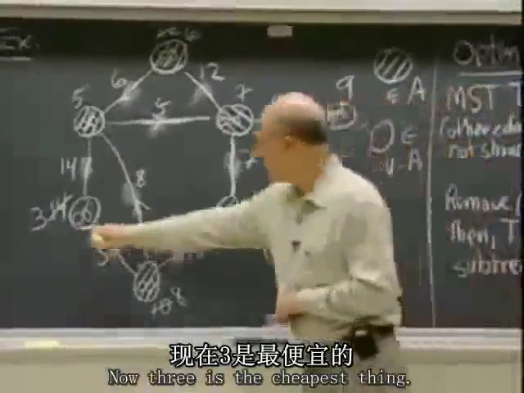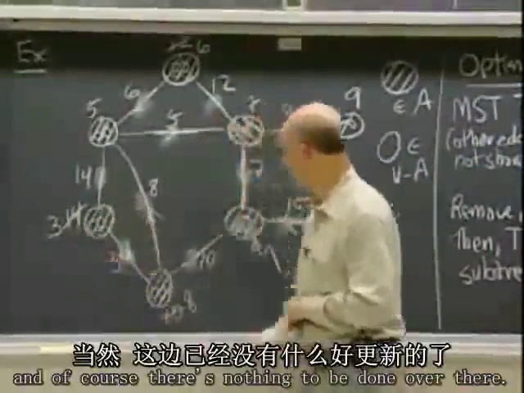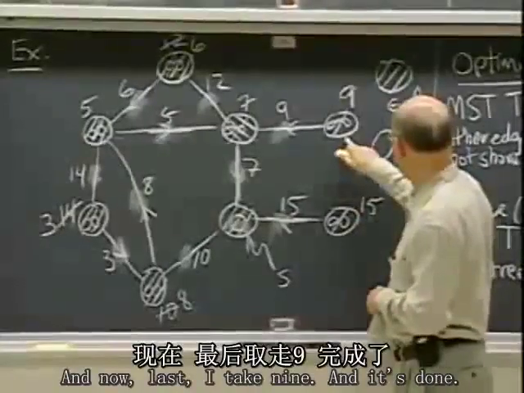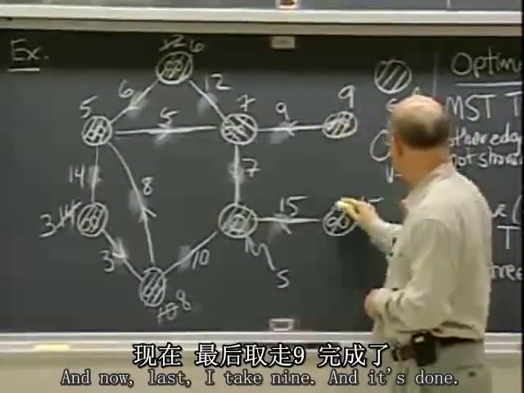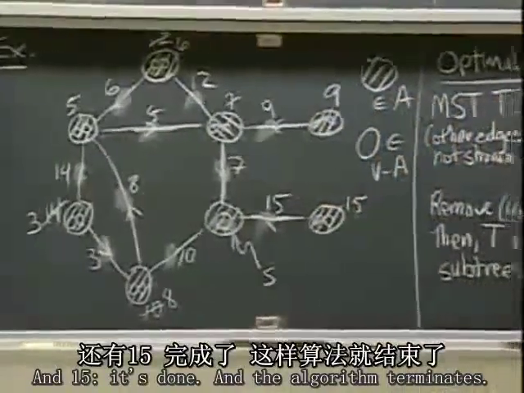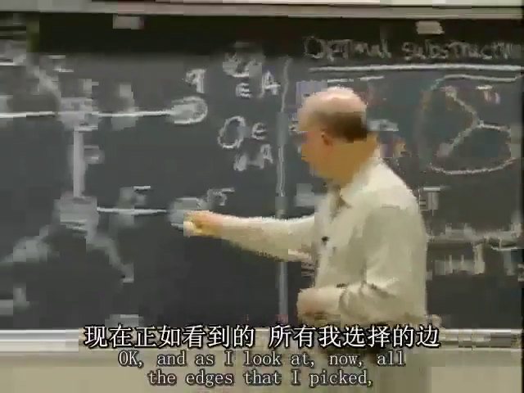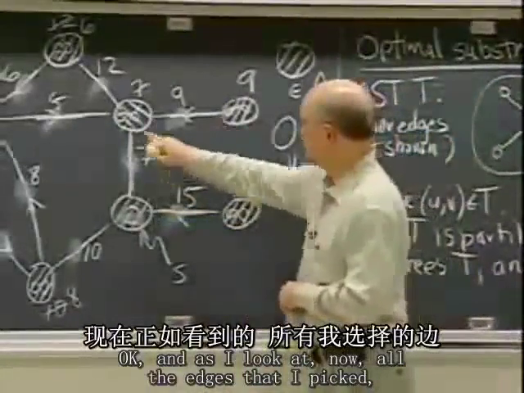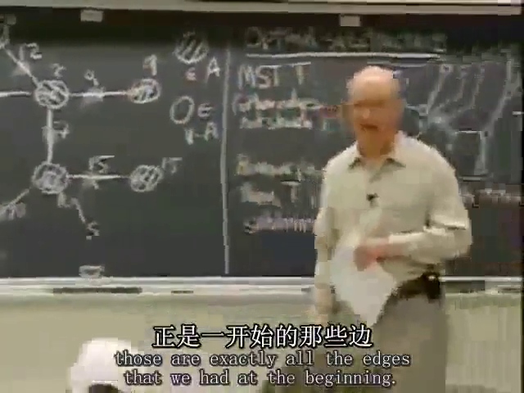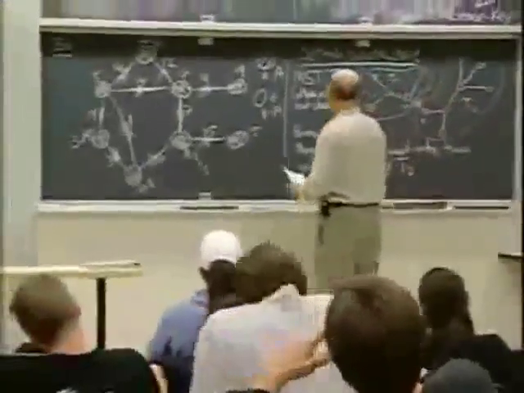Now 3 is the cheapest thing, so we take it out. And of course there's nothing to be done over there. And now last I take 9 and it's done, and 15, it's done, and the algorithm terminates. If I look at all the edges that I picked, those are exactly the edges that we had at the beginning. Let's do an analysis here.